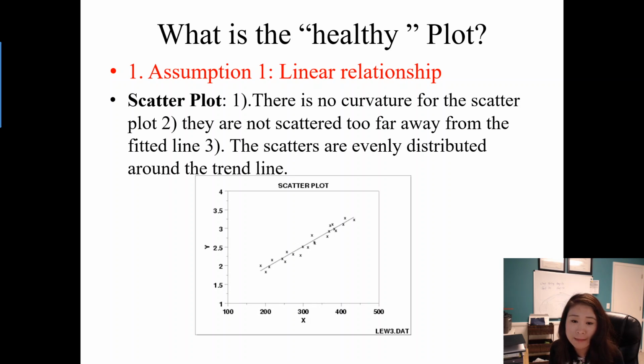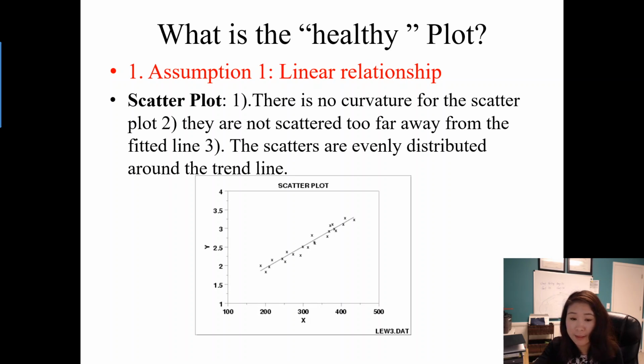So no curvature. The second thing you're looking at is whether you can find any dot that is really far away from your trend line. The third thing you need to check is that the scatter should be evenly distributed around your trend line. If you look at this case, all your scatter is scattered very closely around your trend line. So if you check all 3 patterns, you identify they are all satisfied. Your conclusion will be that this assumption is not being violated, because there is no curvature, the scatter is not too far away from your fit line, and also the scatter is evenly distributed around the trend line. So this is the first assumption.